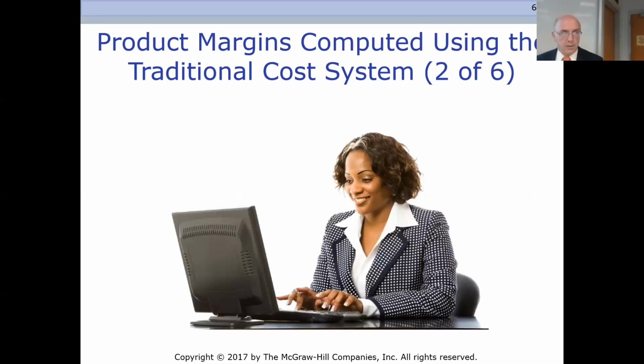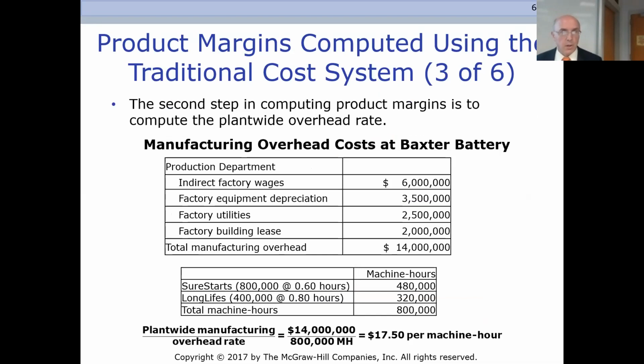So, product margins computed using traditional costs. There's someone computing those margins. She's smiling, so it must be good margins. The second step in computing product margins is to compute the plant-wide overhead rate. If you were to criticize that last sentence, how would you criticize it? I just mentioned plant-wide overhead rate. What's the pro and the con of the plant-wide overhead rate? It's complicated? Yeah, it's inaccurate.